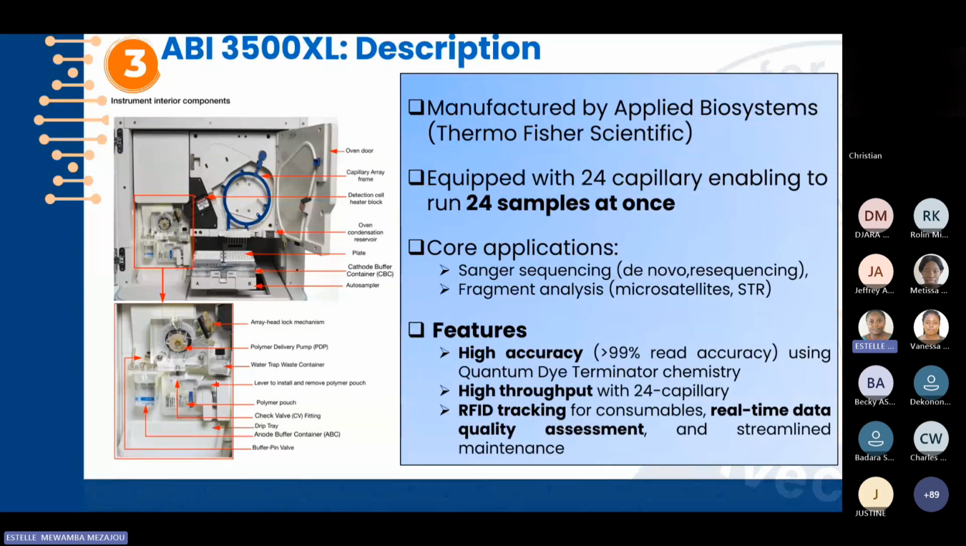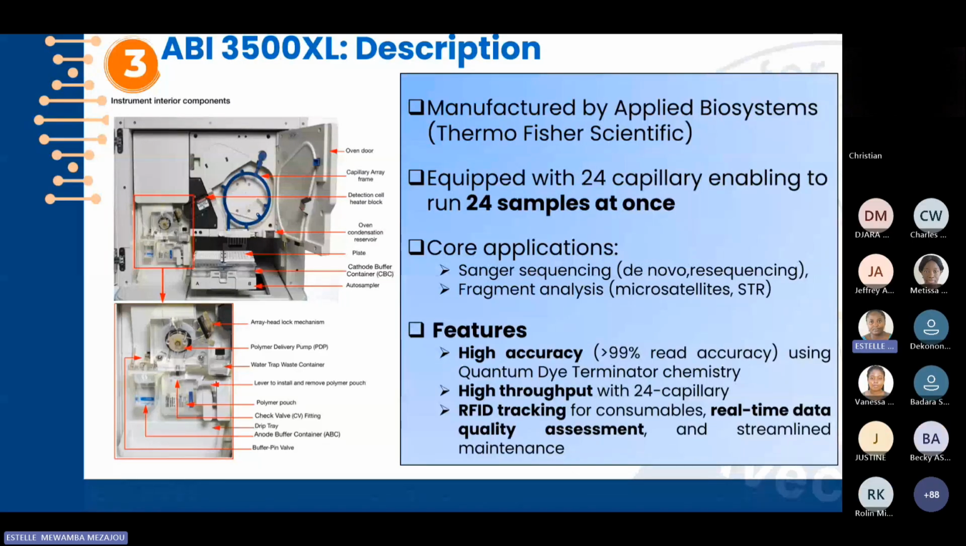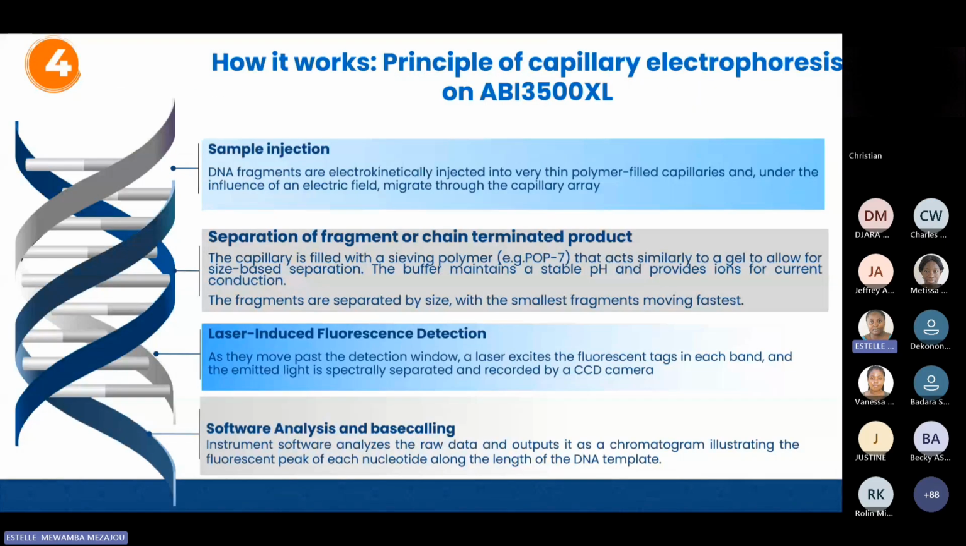It's also a high throughput device, as it can enable you to run as much as 24 samples in a single run, compared to previous devices that were developed that enable you to run like 8 samples at a single run. It also has the possibility of having RFID tracking that enable us to track consumable use in real time and assess the quality and streamline maintenance of the equipment. So how does it work?